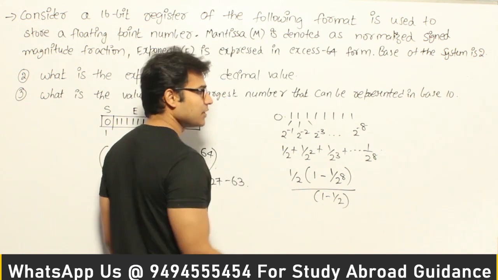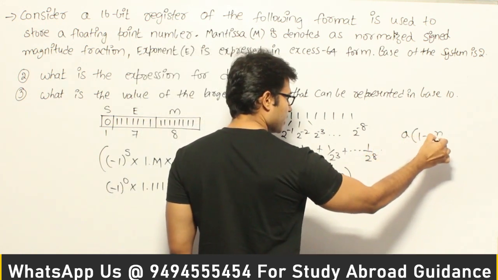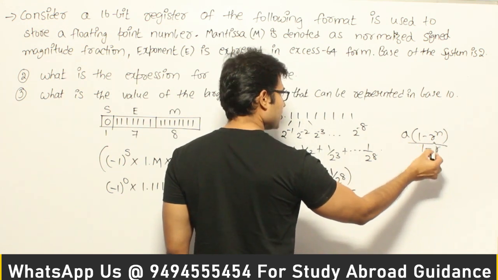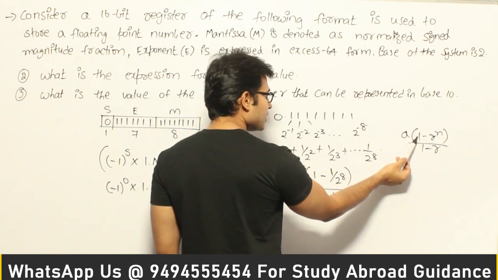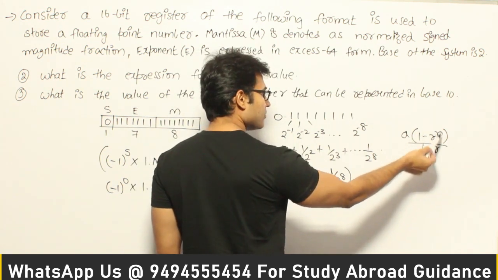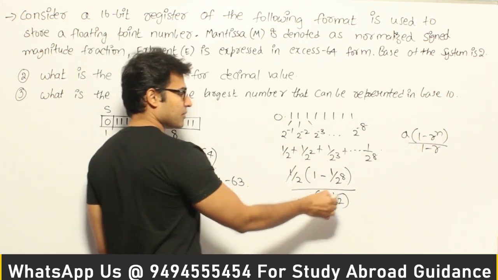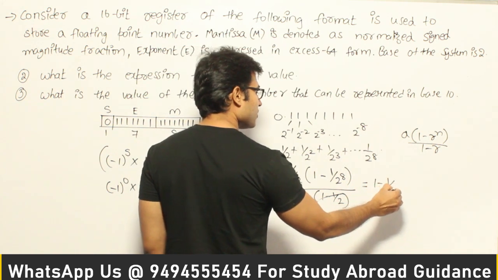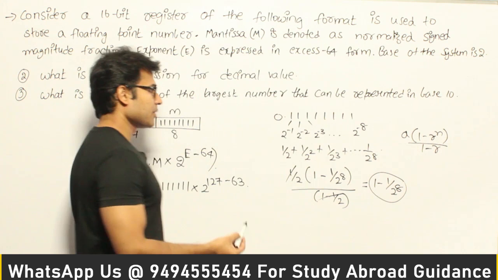So what is the formula I used? a into (1 minus r^n) divided by (1 minus r). So why 1 minus? Because r is less than 1. If r would have been greater than 1, then a into (r^n minus 1) divided by (r minus 1), right? Now this 1/2 and this 1/2 will get cancelled off. Then I am going to get 1 minus 1/2^8. Got it?